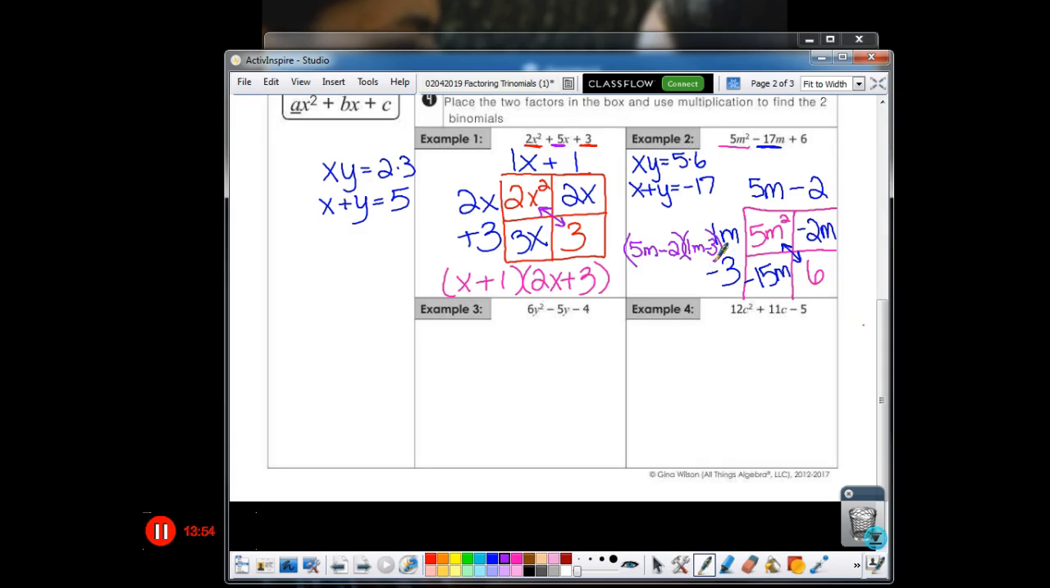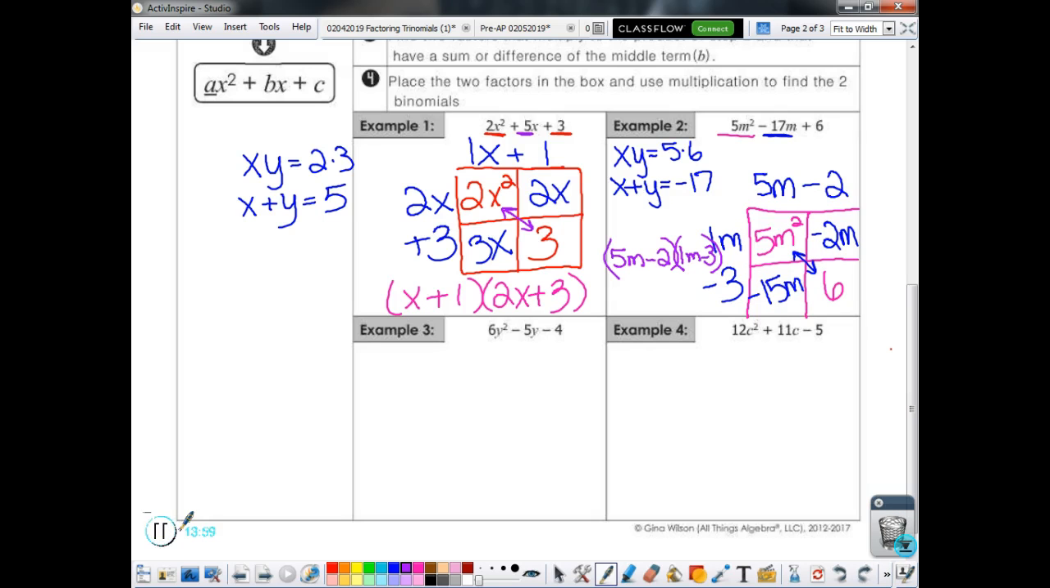Does this make sense? Try the third one out real quick. Okay, number 3. So I'm going to do the box, right? You start off with your box. The first term stays, so 6y squared comes up here. And then the negative 4, right?